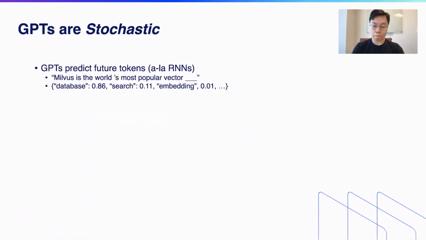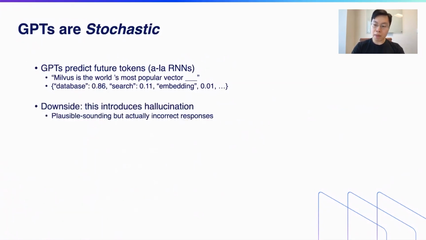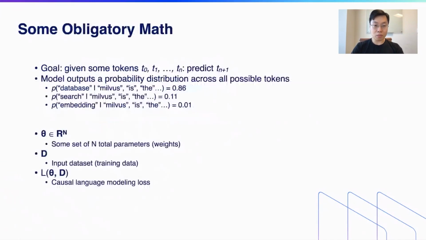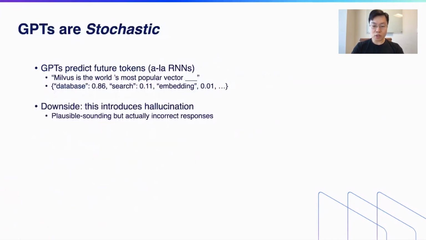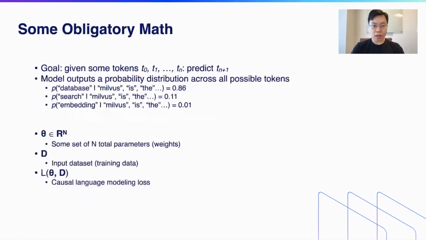And a major downside to all of this is that it introduces hallucination, where there are plausible sounding, but actually factually incorrect responses generated by LLMs, generated by these autoregressive models. And these hallucinations really are a pretty big problem, I would say, for putting a lot of generative AI text AI applications into production.